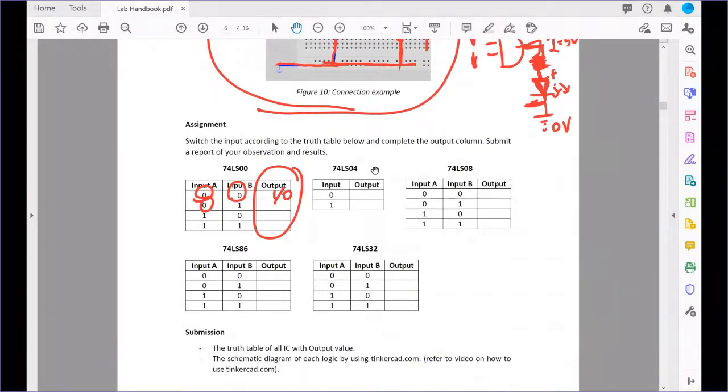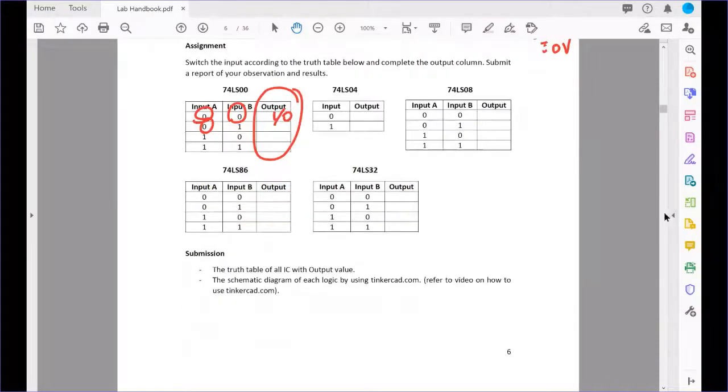Then to do these examples, we need to use simulation software which is available online, at tinkercad.com.